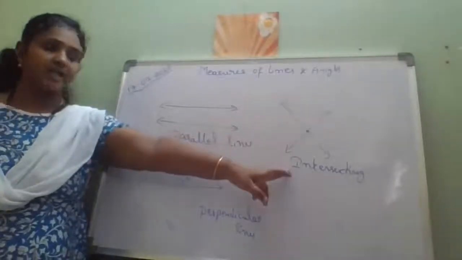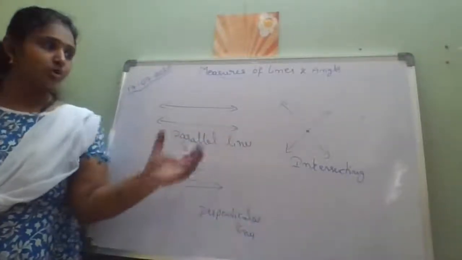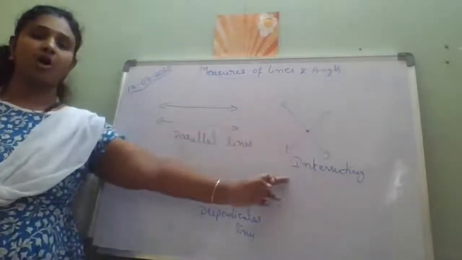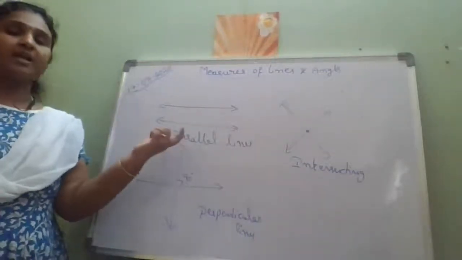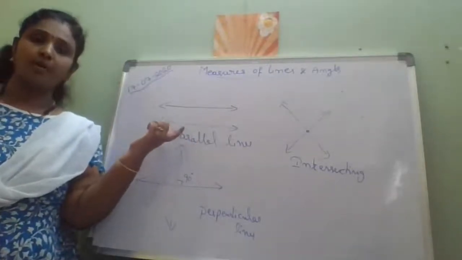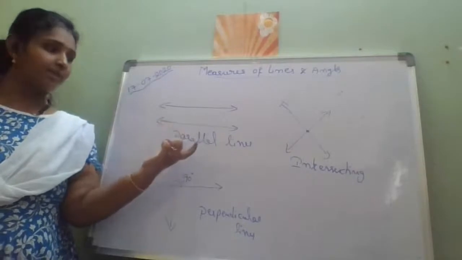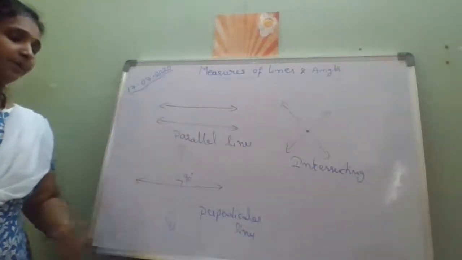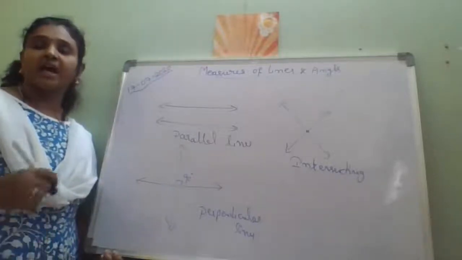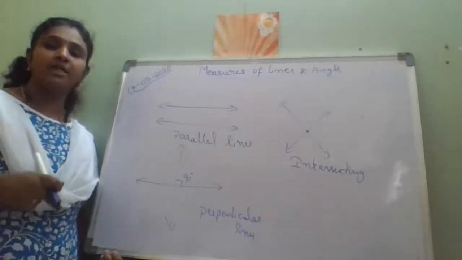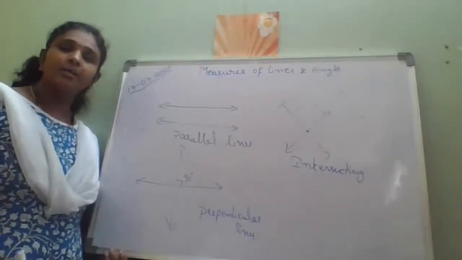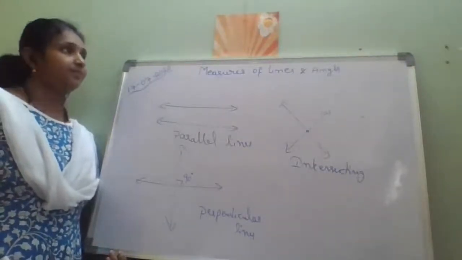So intersecting lines means two lines join at a common point. Parallel lines means there is no common point in these two lines. Perpendicular lines means two lines intersect at a point, and that angle is 90 degrees. A right angle is formed by perpendicular lines.